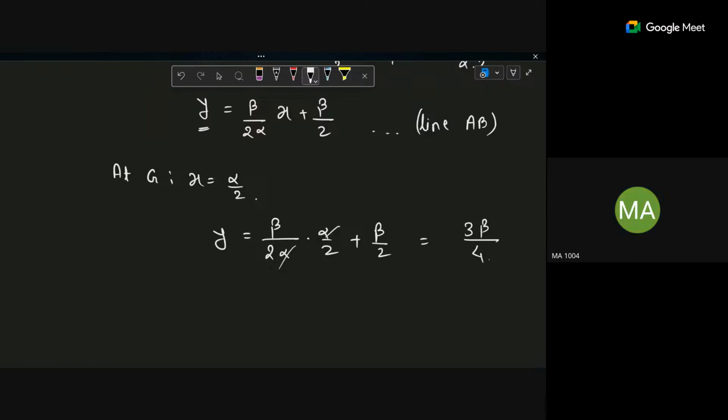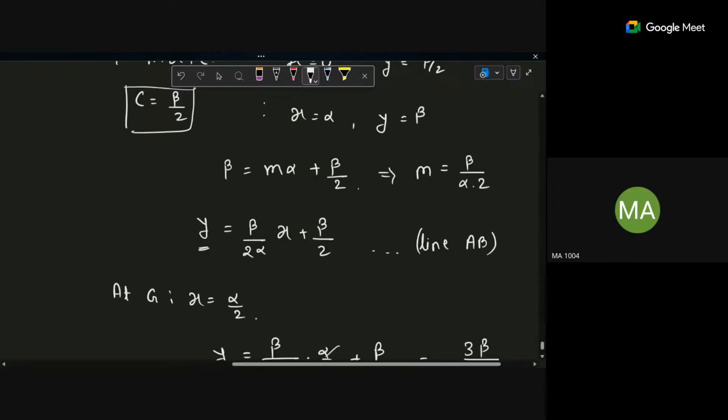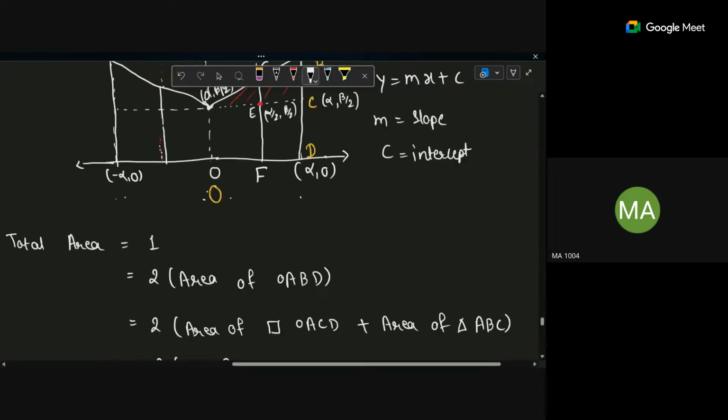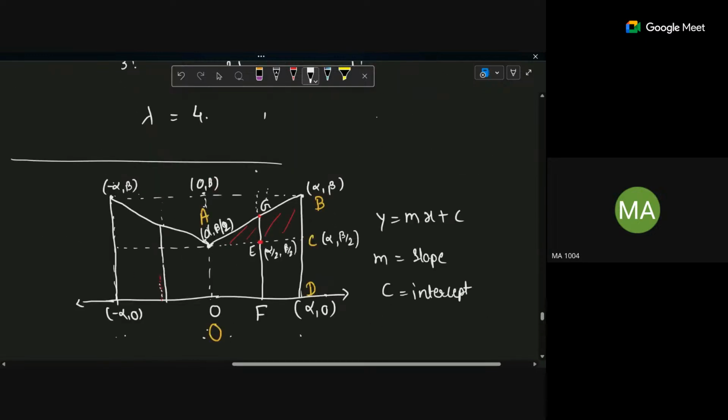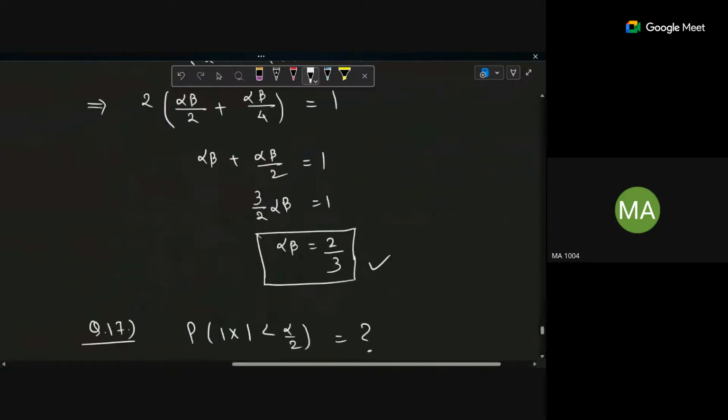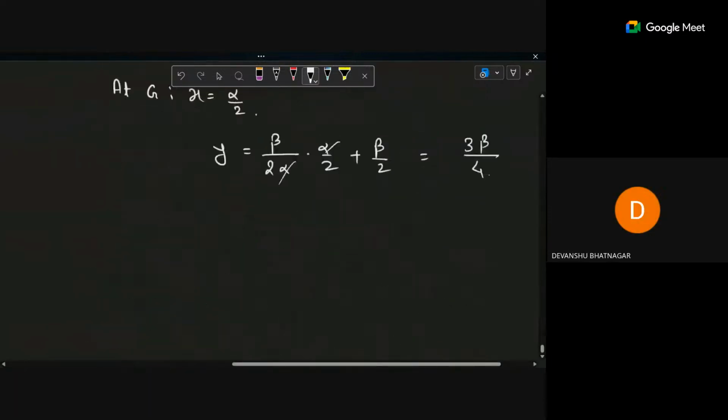Is it fine? Okay. 3 beta by 4. So the point G is alpha by 2 comma 3 beta by 4, so 3 beta by 4 is the length of the hole. We need the area of triangle AGE. The height till EF is beta by 2, so just subtract it. That's the length for G, right? Yes, that will be beta by 4.